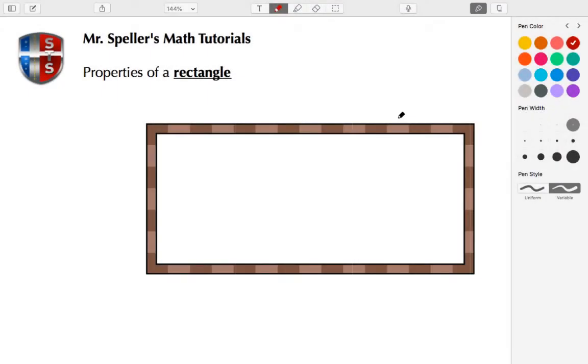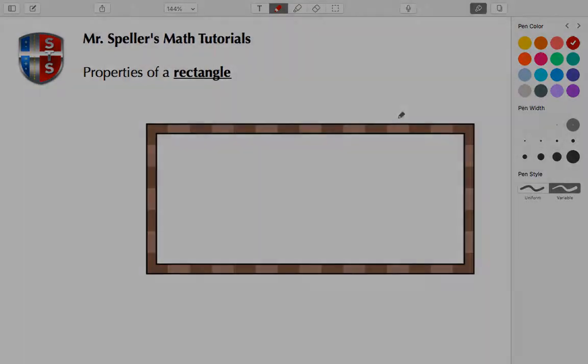Welcome back to Mr. Speller's Math Tutorials. Today we're tasked to find the properties of a rectangle. Please stay tuned.